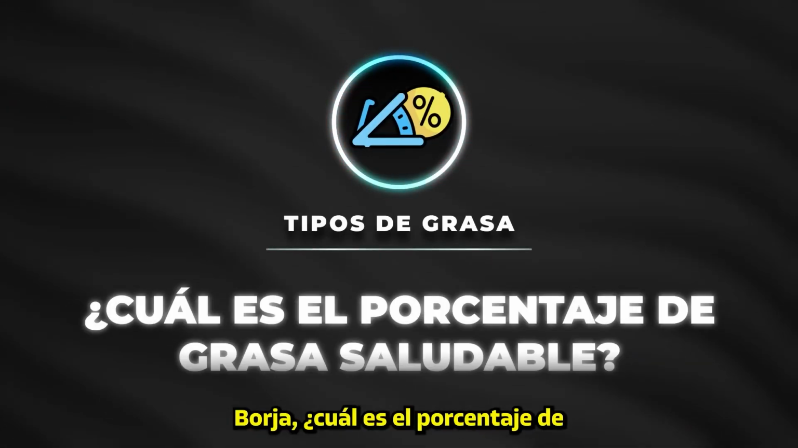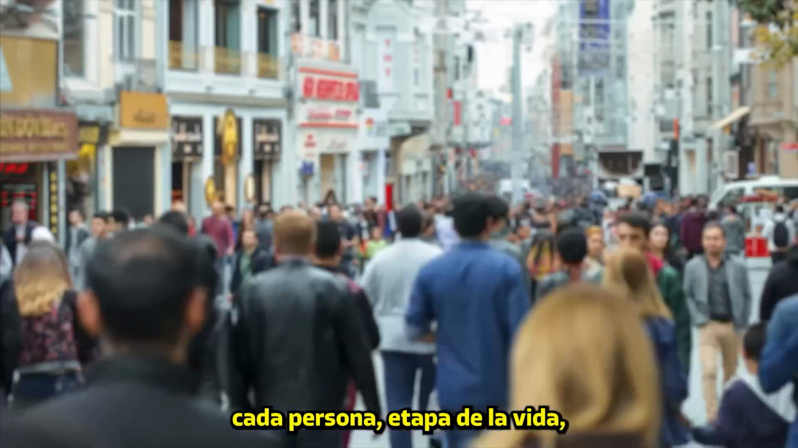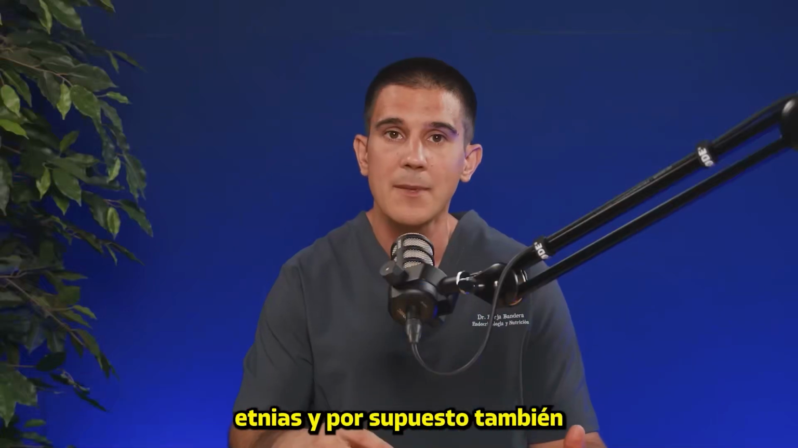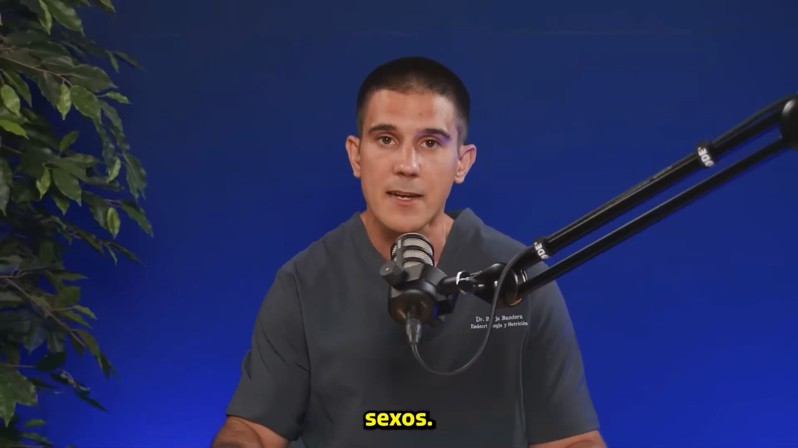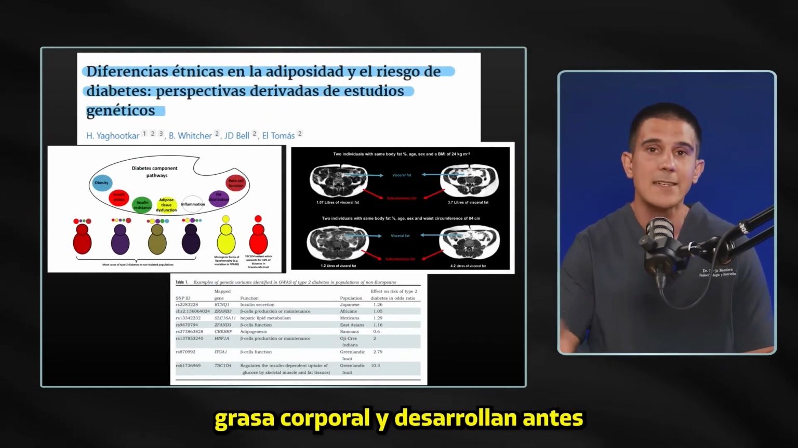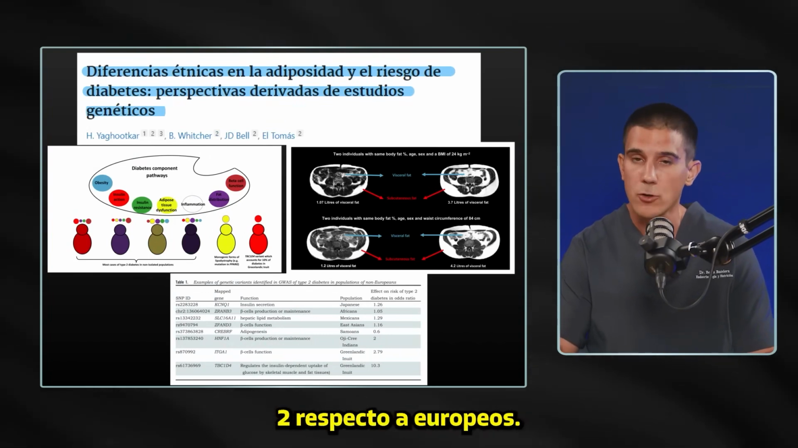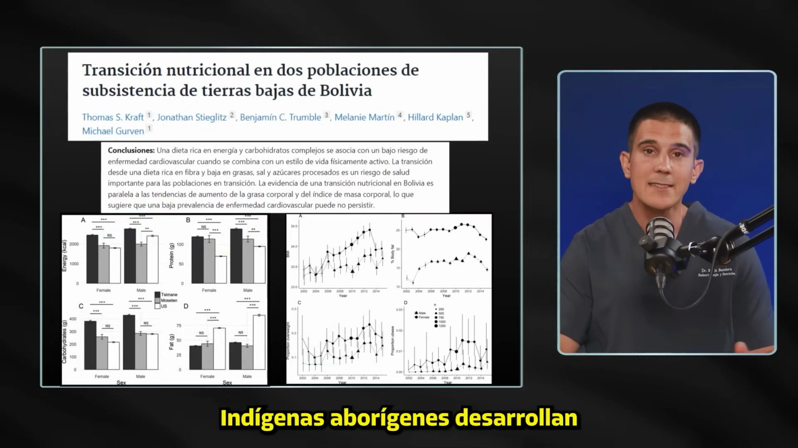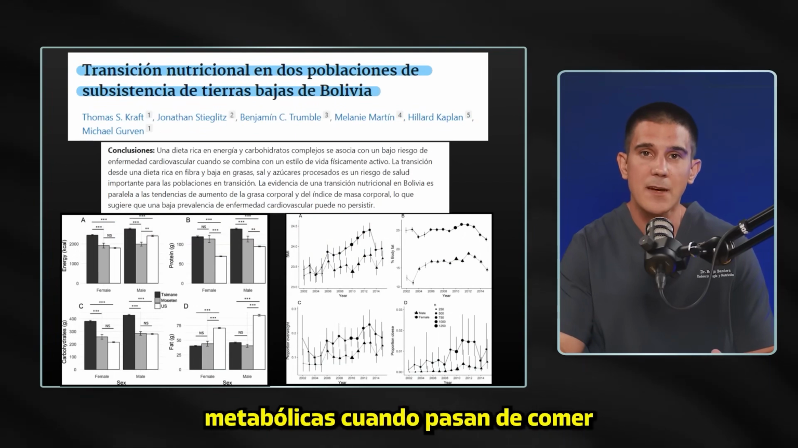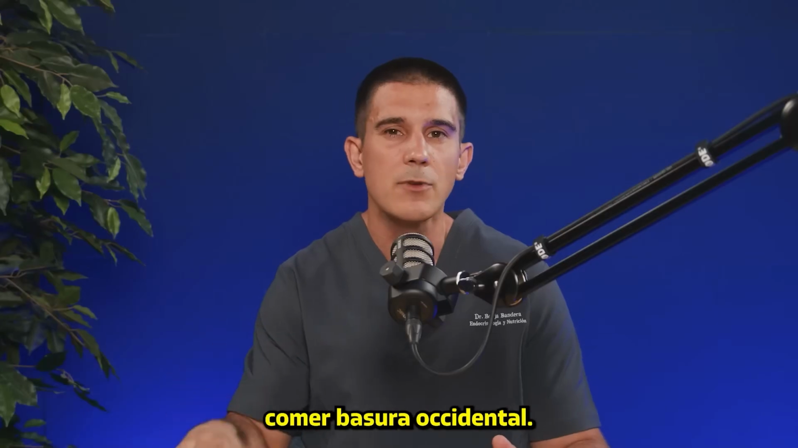Borja, what is the healthy fat percentage? Adiposity varies greatly from person to person, life stage, ethnicities, and of course, there is also a clear difference between sexes. For example, Asians and Africans tolerate having more body fat much worse and develop type 2 diabetes earlier and more severely compared to Europeans. Indigenous Aborigines quickly develop metabolic diseases when they switch from eating food they are adapted to eating Western junk food.